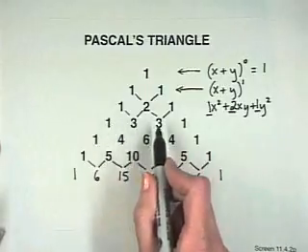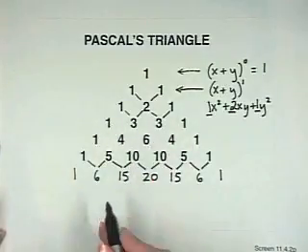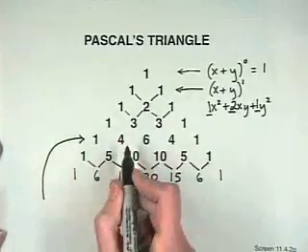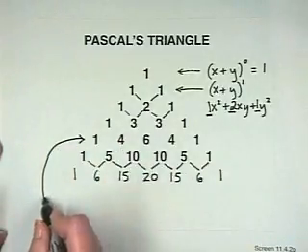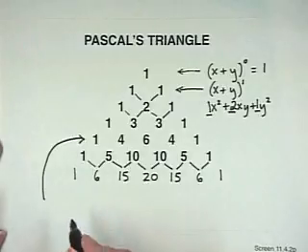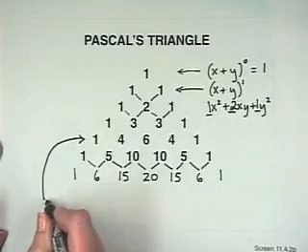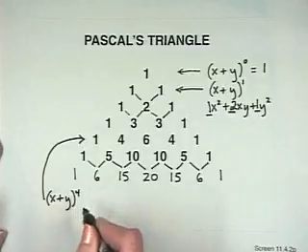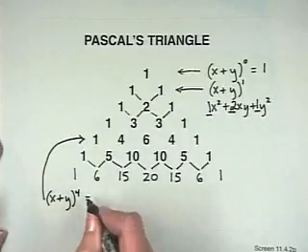The same thing carries on further on. Let's look at the fifth row here, the one that has 4 in the second entry, and see if we can figure out what it's telling us. What we end up getting is x plus y to the fourth power's coefficients. Here's how we're going to use this.